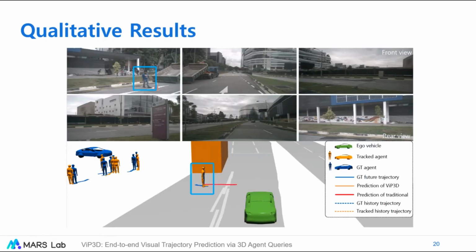We find some interesting cases in visualization. In this example, the pedestrian in the blue box is turning his head and looking at our SDC, so he should be waiting for us. However, traditional methods cannot capture such fine-grained information and make a wrong prediction of crossing the road, which is the red trajectory. ViP3D makes it correct.